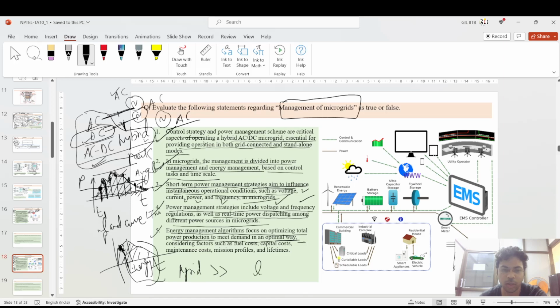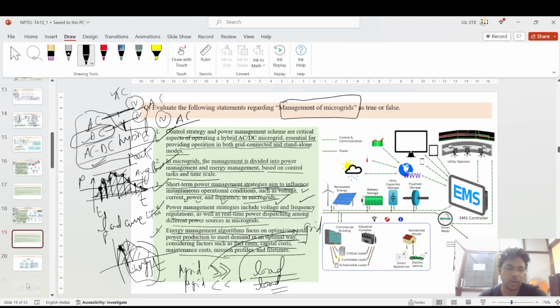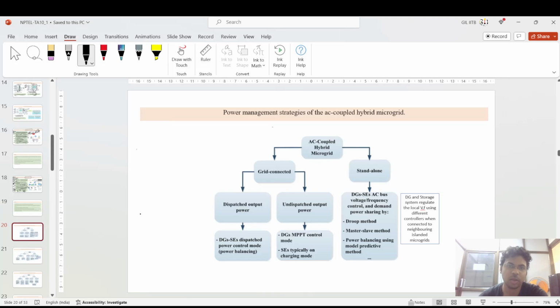Why? Because if your microgrid is generating a lot of power and the power demanded by the load is lower, you are in a surplus situation, and you can send this power to the grid itself. Also if the microgrid generation is low, then you can take power from the grid to meet the load. This kind of algorithm has to be there so that they can optimize the power in different situations, considering fuel cost, capital cost, maintenance cost and the mission profiles over the lifetime. This is the main concept of the management of this microgrid.